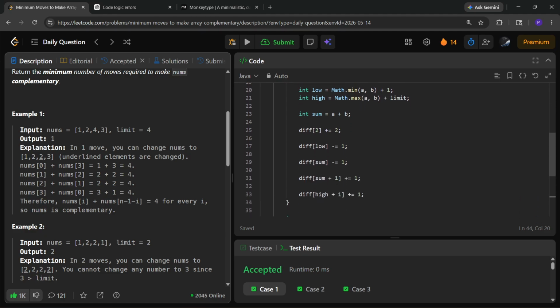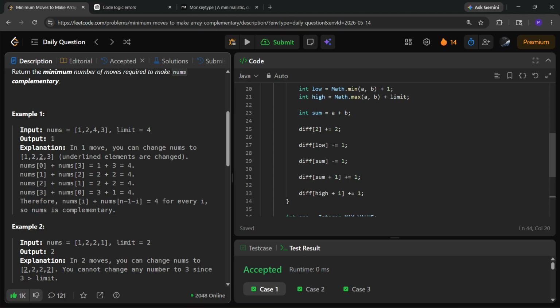I will again add 2, assuming that it also needs 2 moves. Then I will take low and go to low and subtract 1. So now index 3 of the difference array is a minus 1. I will go to the sum. What is the sum? Sum is 6.